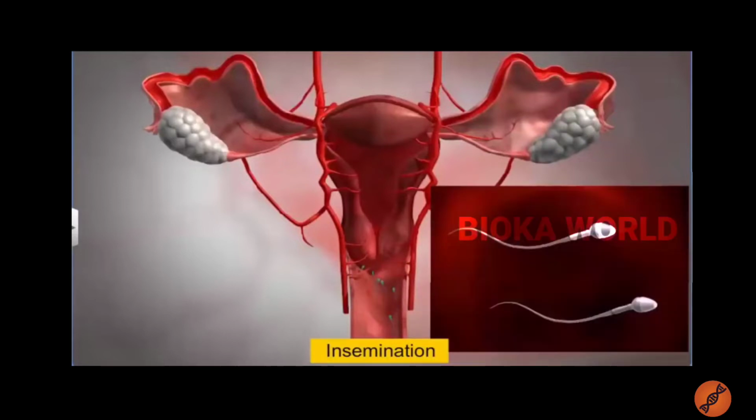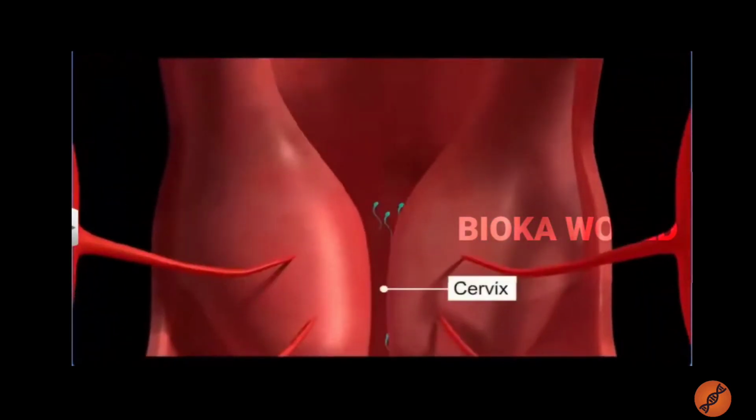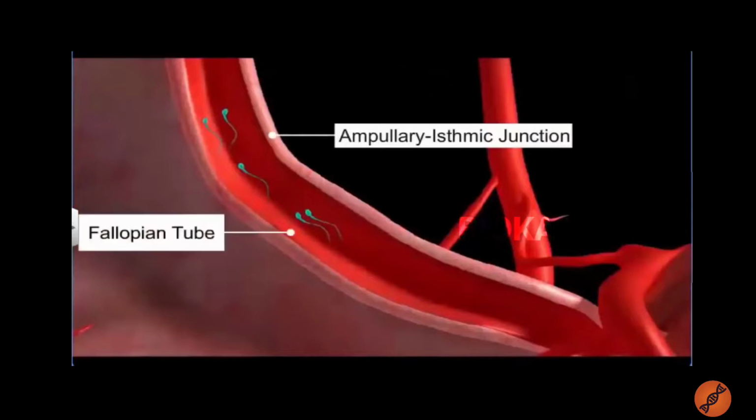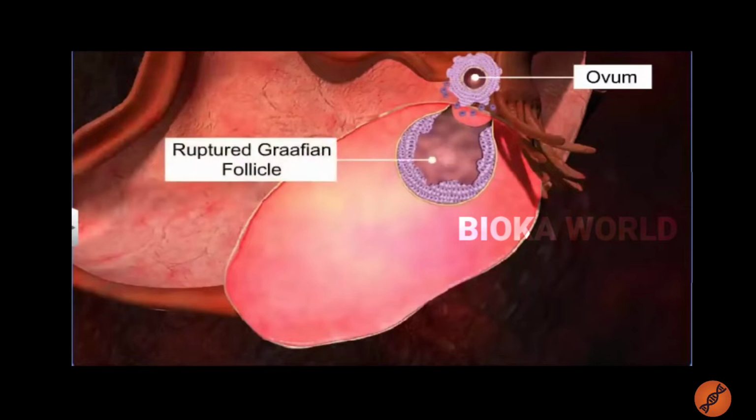Interestingly, while half of the total sperm released carry the X chromosome, the other half contain the Y chromosome. These sperms then rapidly move through the cervix, pass through the uterus, and finally reach the ampullary isthmic junction of the fallopian tube. In the meantime, the ovum, after completing the first meiotic division, gets released into the fallopian tube with the rupture of the Graafian follicle.